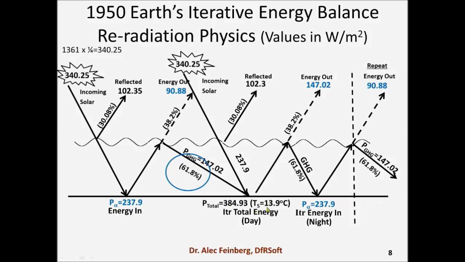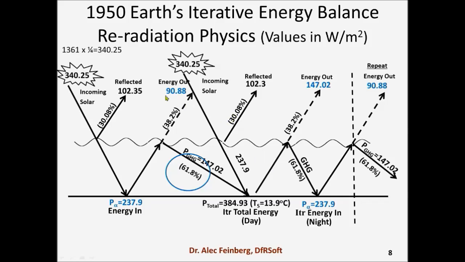And the 385 turns out, using a Stefan-Boltzmann relation, which we'll show you in a little bit, to be about 14 degrees C on average temperature for the planet in 1950. So remember, this is a 1950 diagram, where we're assuming no global warming.